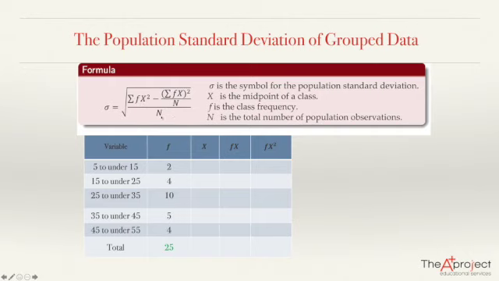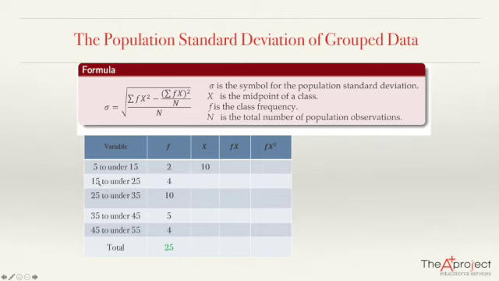This capital N is the total number of observations in the population, which is always at the bottom. Imagine that all this is the population. This population has 25 individuals. Okay, so let's get the midpoint of the first interval. Remember, the midpoint is just the average between the lowest bound of the interval and the upper bound of the interval. So 5 plus 15, 20, divided by 2 is 10.